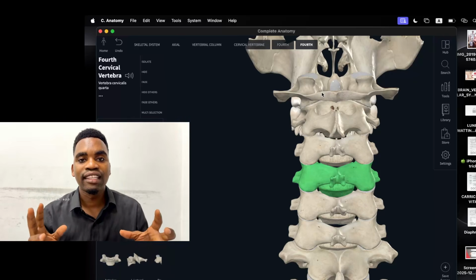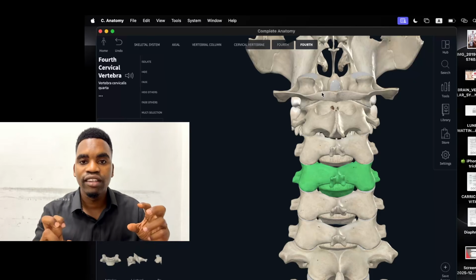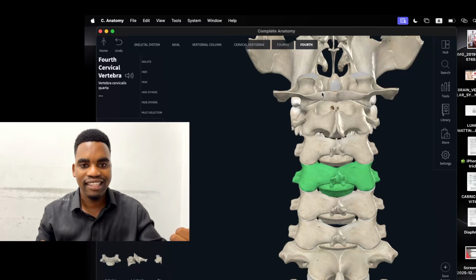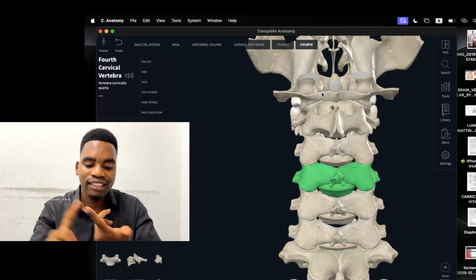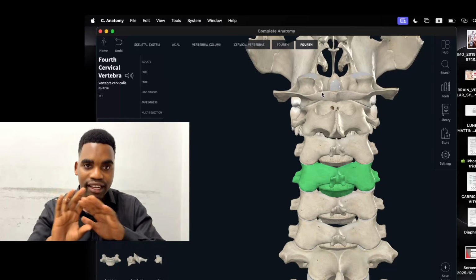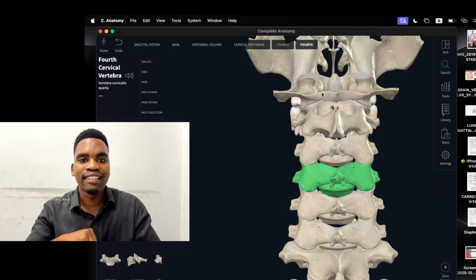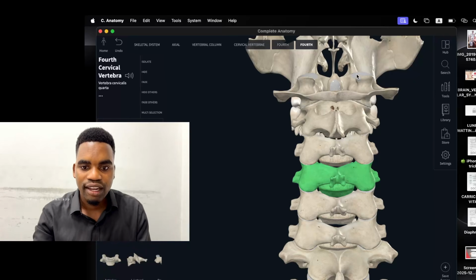The typical cervical vertebra are C3 through C6: C3, 4, 5, and 6. The remaining ones, C1, C2, and C7, are atypical, and we're going to see why each one of them is atypical. Let's start with C1.